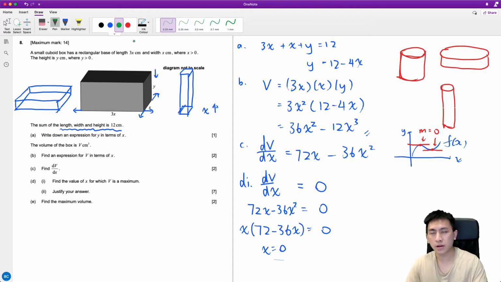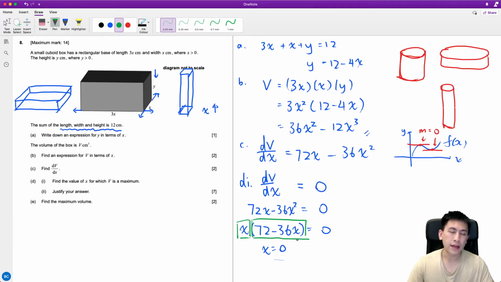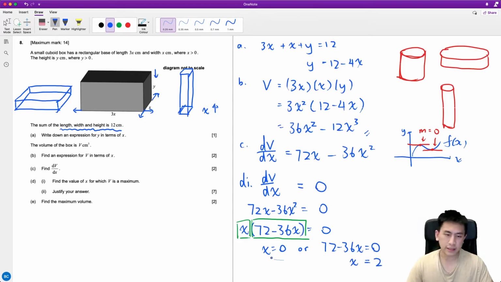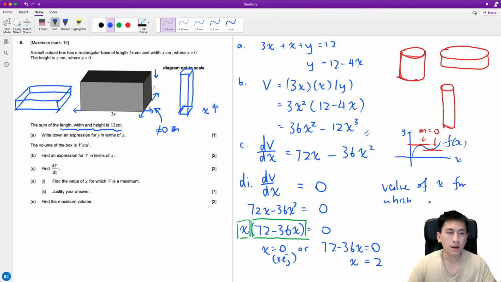It's the idea behind, if this thing times this thing is 0, then either one is 0, right? So x is 0, or of course this bracket here is 0. That gives you a solution of x equals 2. Then after all you're going to have to reject the fact that x is 0, because if x is 0 it doesn't make sense, because the volume couldn't be 0, right? It cannot be 0, so x has to be 2. So the value of x for which V is max is 2.